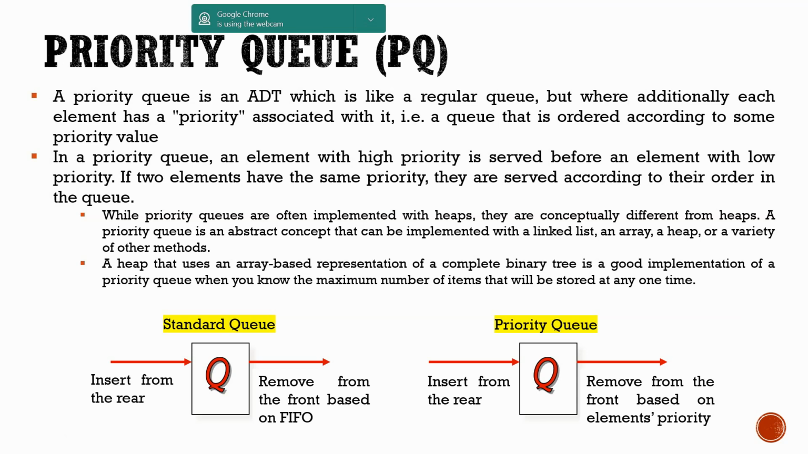A heap that uses an array-based representation of a complete binary tree is a very good implementation method for priority queue, if you know the maximum number of items that will be stored at any one time. So in this picture here, you see the difference between a standard queue and a priority queue. The only difference is that the data are removed in priority queue based on the element's priority.